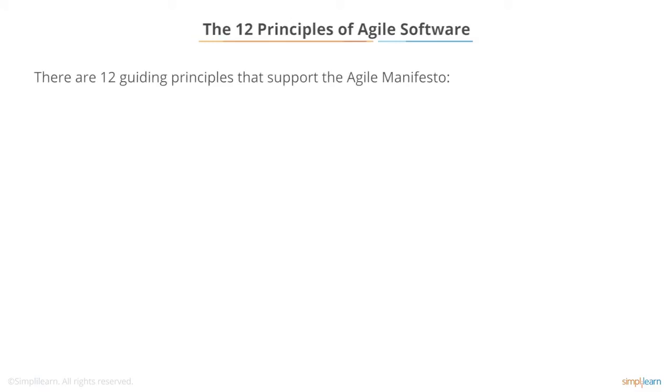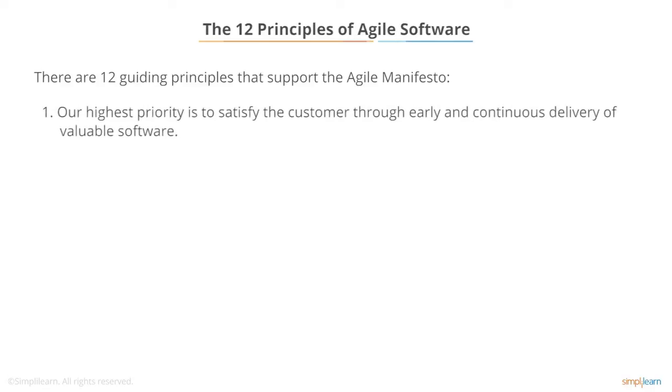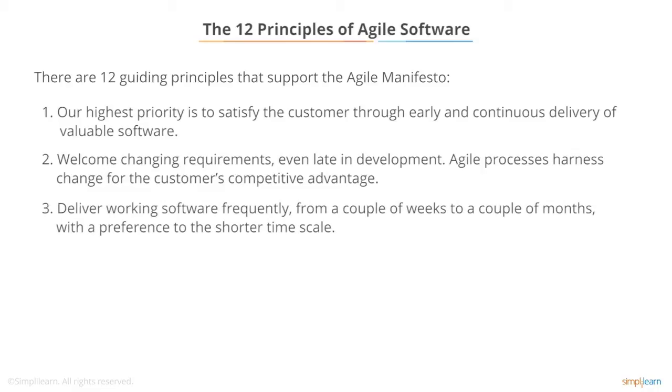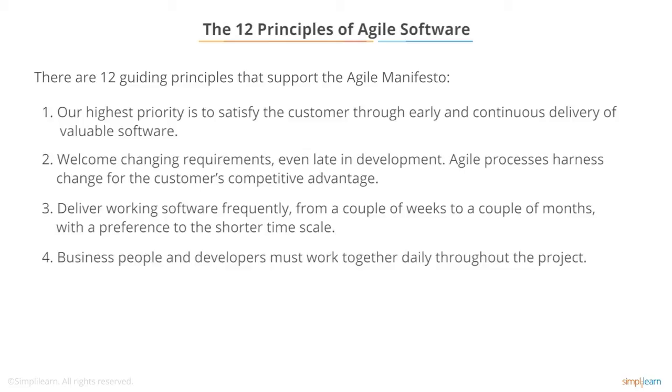Let's go over each of them. 1. Our highest priority is to satisfy the customer through early and continuous delivery of valuable software. 2. Welcome changing requirements even late in development. Agile processes harness change for the customer's competitive advantage. 3. Deliver working software frequently from a couple of weeks to a couple of months, with a preference to the shorter timescale. 4. Business people and developers must work together daily throughout the project.